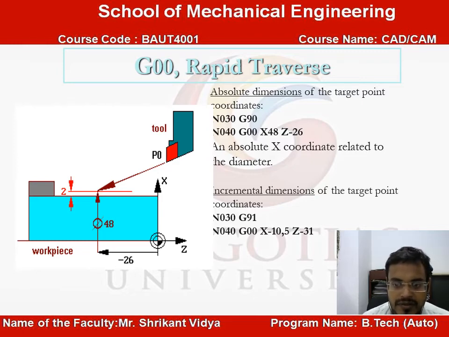Then the incremental dimension of the target point: absolute dimension is G90, and incremental is G91. If you are using G91, then this will be incremental. So X-10 means, whereas the absolute dimension X48 is with respect to the origin, in incremental dimension you are moving to the next point with respect to the previous point. The previous point will be the origin, so that is incremental dimension.